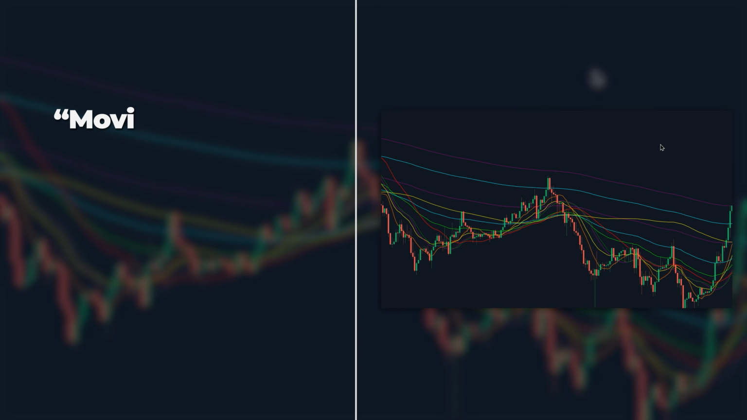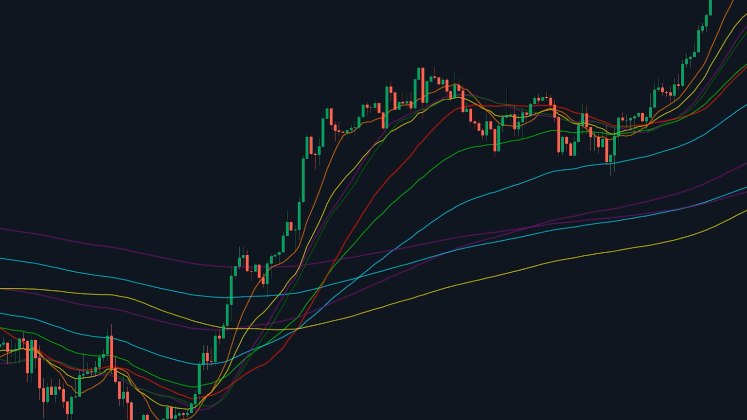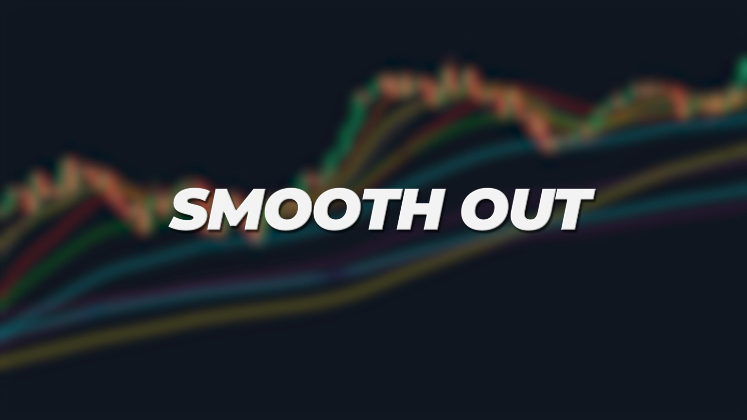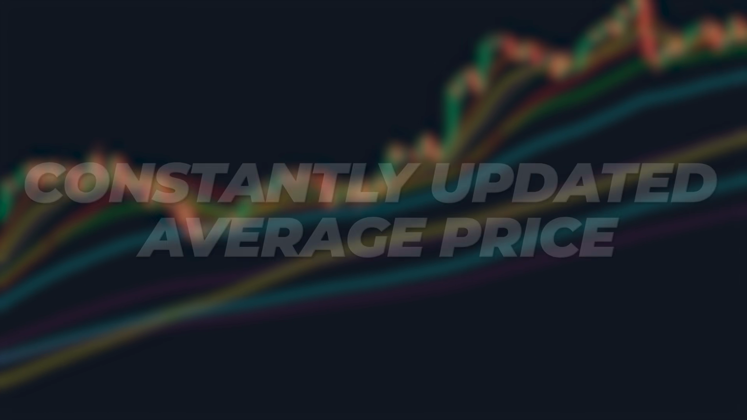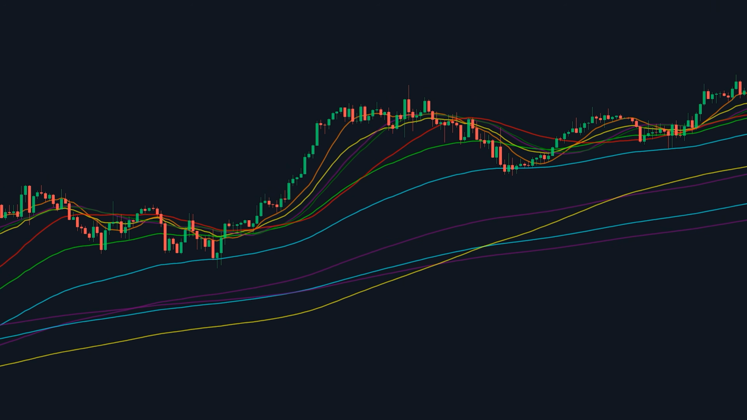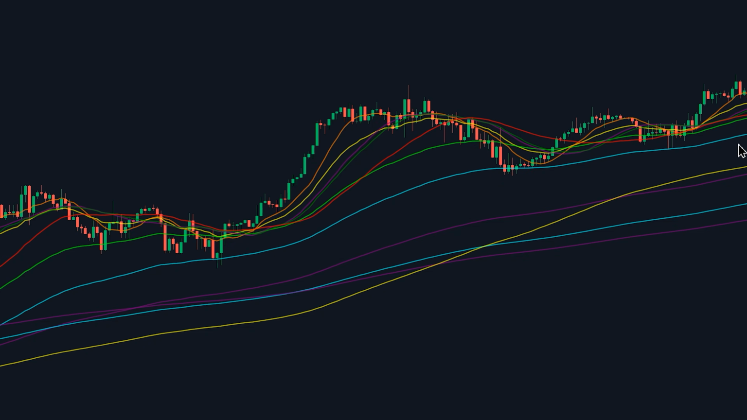Now, a moving average, if you didn't already know, is a common indicator used in technical analysis. The reason for calculating the average price of a trading security is to help smooth out the price data by creating a constantly updated average price. This indicator is designed to identify the trend direction of a trading security or to determine its support and resistance levels. Now, looking at this indicator, you can see that it's actually super messy.